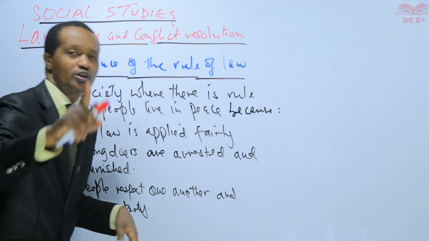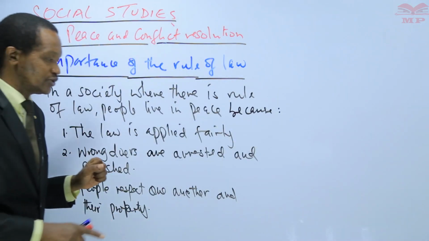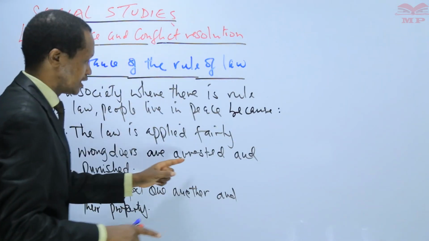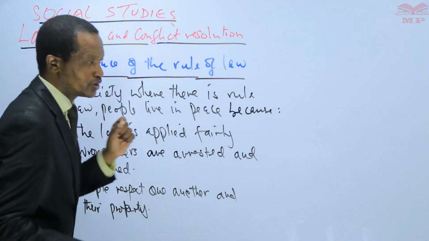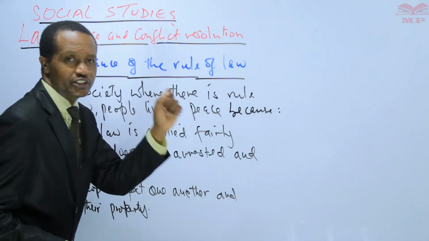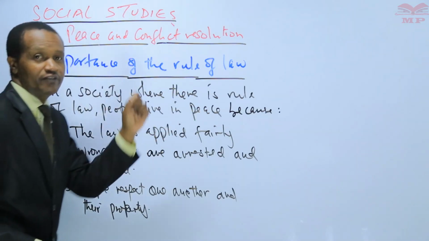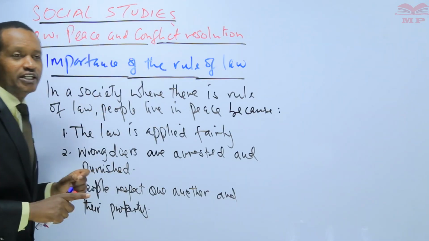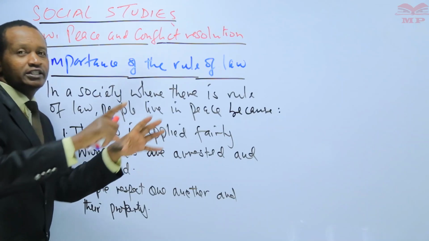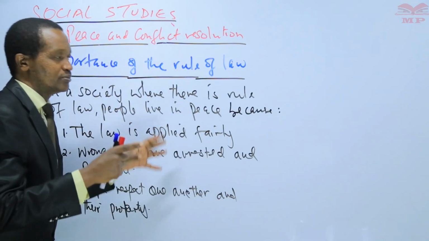Likewise, I cannot come to your home and pick your television. If I do that, I'll be charged, I'll be arrested, and be punished. So rule of law is where people are punished for their wrongdoings. The rule of law means there is no one who is above the law. Even the government cannot just come to your home and take your property, because the government is the one that puts in place these laws.